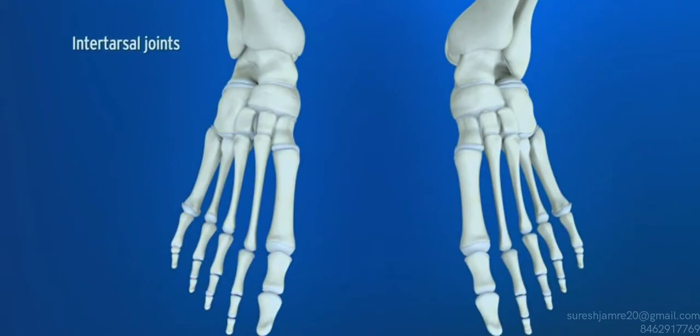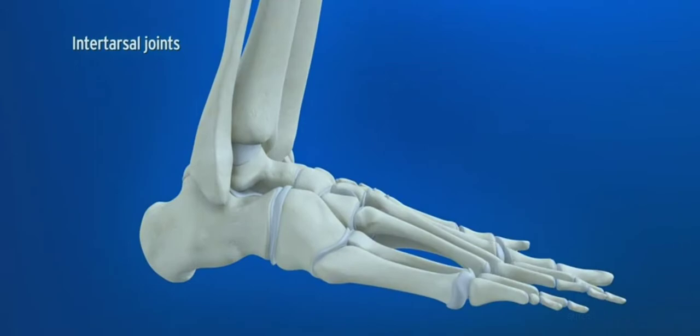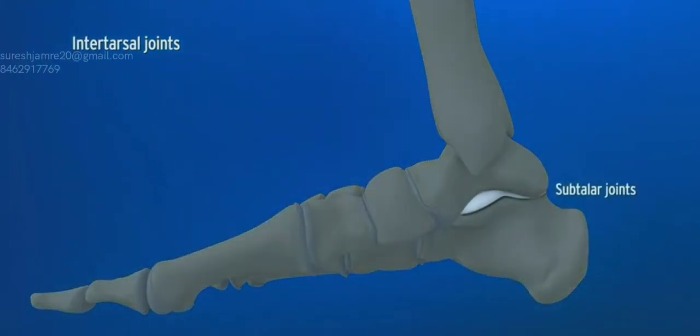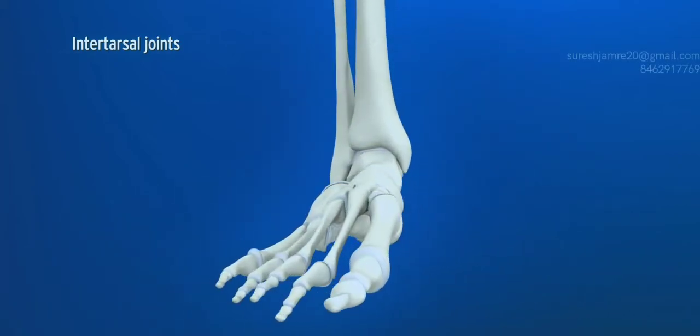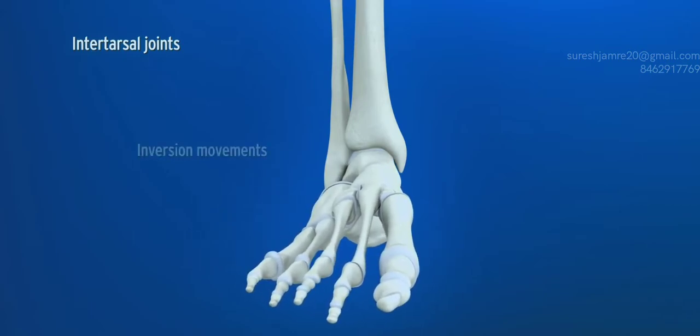Intertarsal joints. It includes major intertarsal joints like calcaneocuboid joints, subtalar and talocalcaneonavicular, which allow eversion and inversion movements of foot.